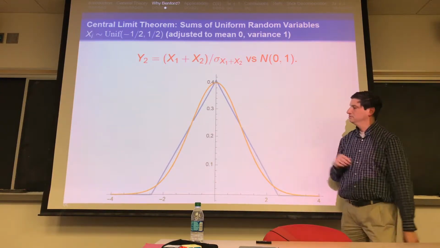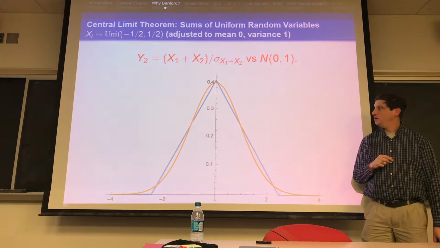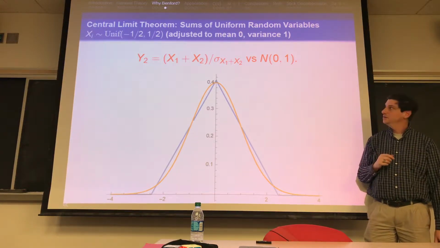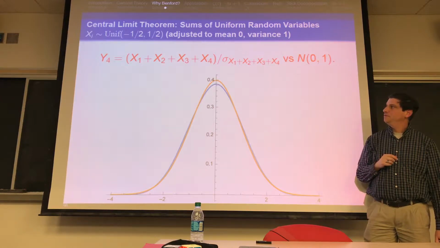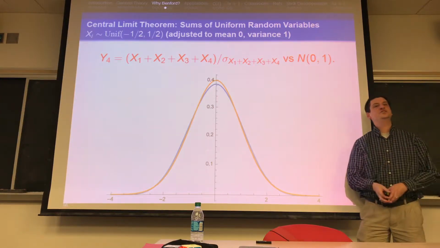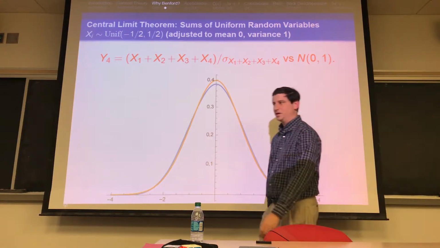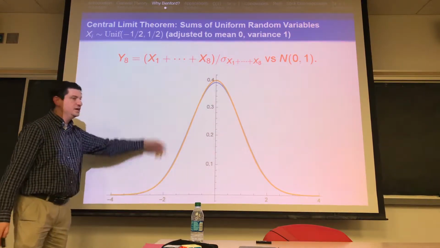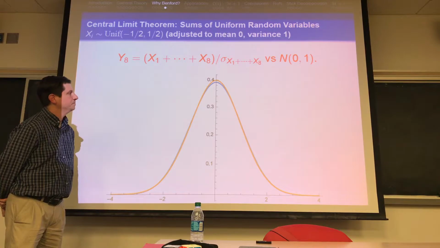So here, does the Gaussian do a pretty good job for the sum of 2? It's actually not bad. The sum of 4 random variables, and it's easier to do things in powers of 2 with grouping and whatnot. The sum of 8. So you can see how quickly the convergence is settling in.